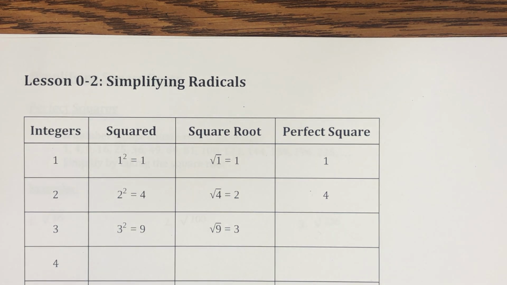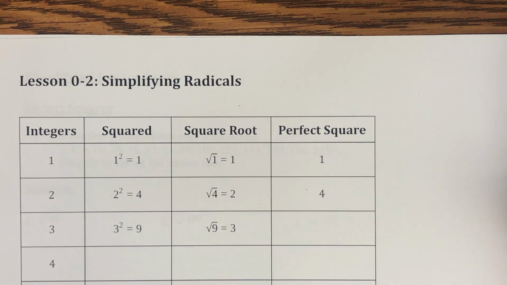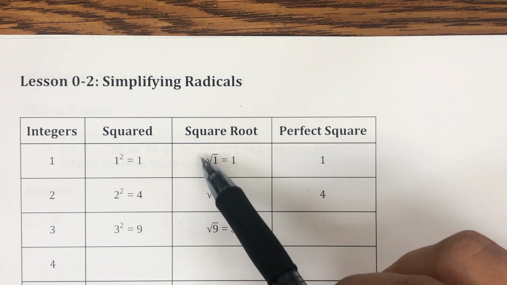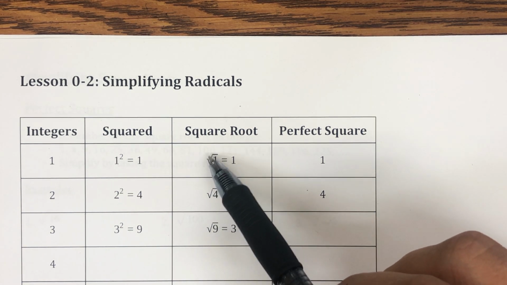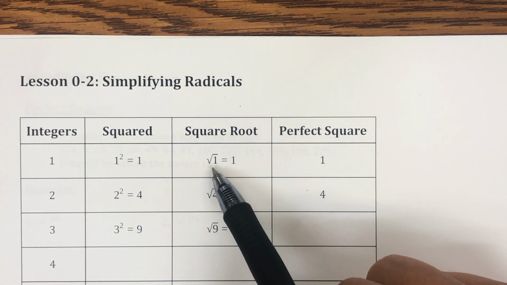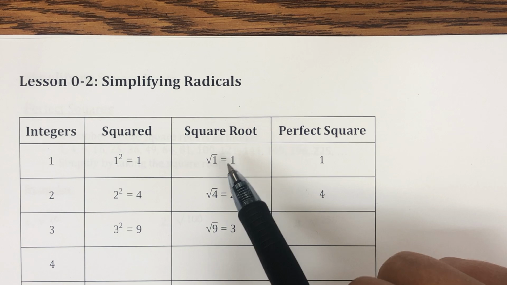In this chart, this could be very handy as you work throughout your assignment in order to look for perfect square factors and memorizing what the perfect squares are, and just a good understanding of where they come from. When I think of our integers, the first one is 1. 1 being squared, 1 times itself is 1. And the square root, this symbol here, means what number times itself is that number. So what number times itself is 1? That is 1, therefore 1 is a perfect square. When I take the square root of 1, I get an integer.